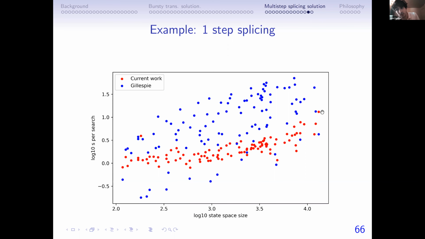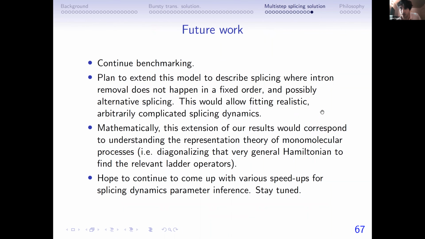This is an example for one-step splicing, but it works whatever number of steps you want. Scales great, really fast. And so we need to do more benchmarking to be confident when it works and when it doesn't work, and maybe try other approximations.